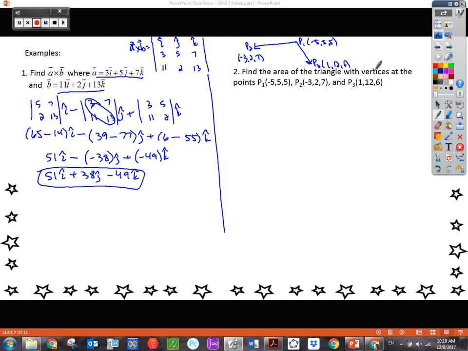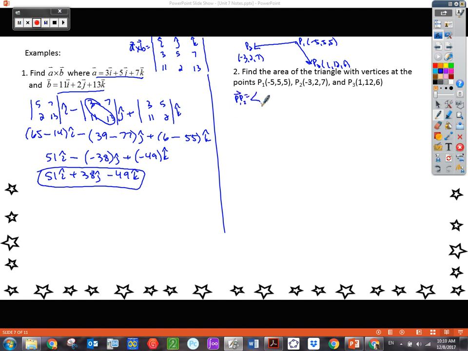Okay, so when I write these two vectors, I'm going to write them like this. I'm going to go P1 to P2. I'm going to write that vector. And then I'm going to write the vector P1 to P3. So I need to write them in that order so that they are tail to tail.